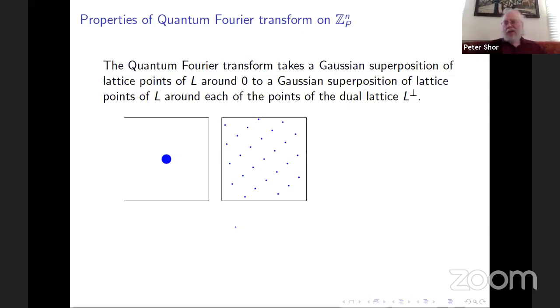So to reiterate something I said before, the dual lattice is sparse. There's only p points in it. And the lattice has p to the n minus 1 points in it. So it's much, much, much denser.